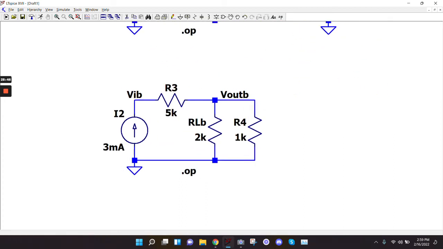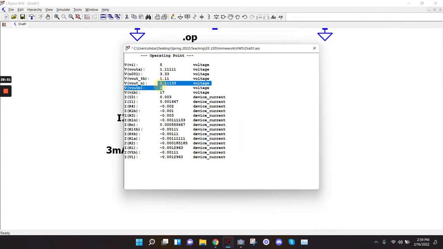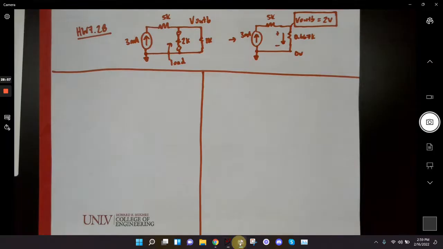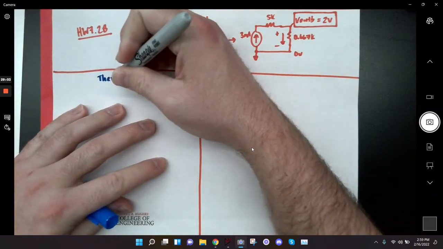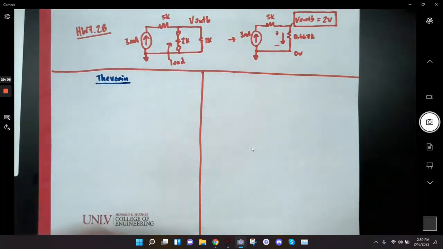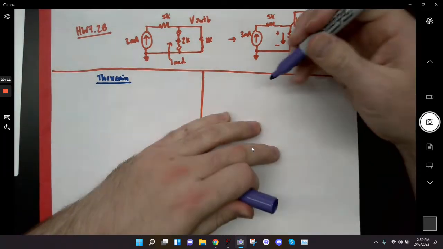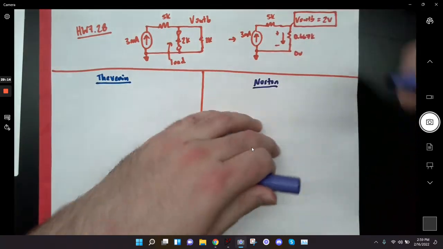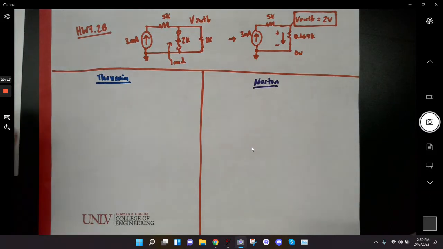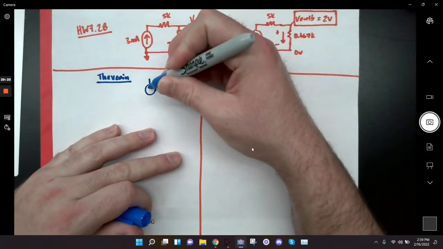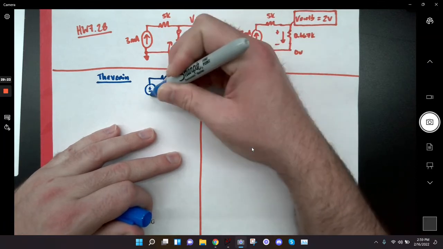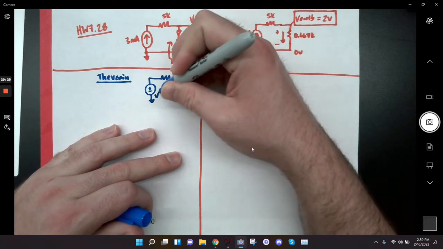Alright, and we don't need another .op. V out B should be what we say, 2 volts. Alright, so that's right. So now let's go back over here and do some hand calc. So first I'm going to find the Thevenin again, and then I'll find the Norton. So first thing I'm going to do is find my Thevenin. My Thevenin looks like this, where this is R Thevenin, this is V Thevenin.